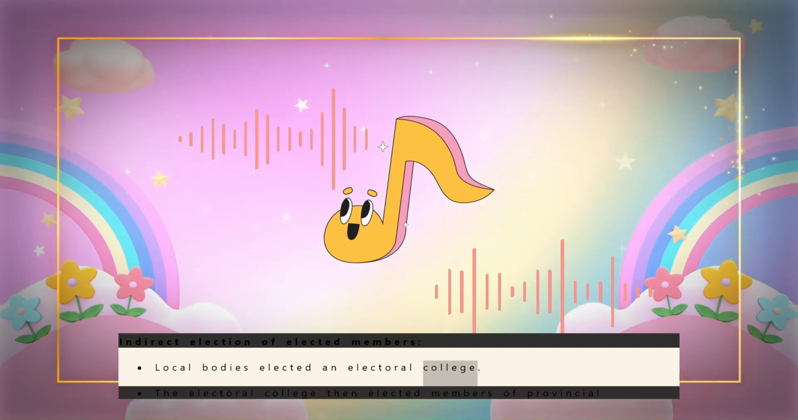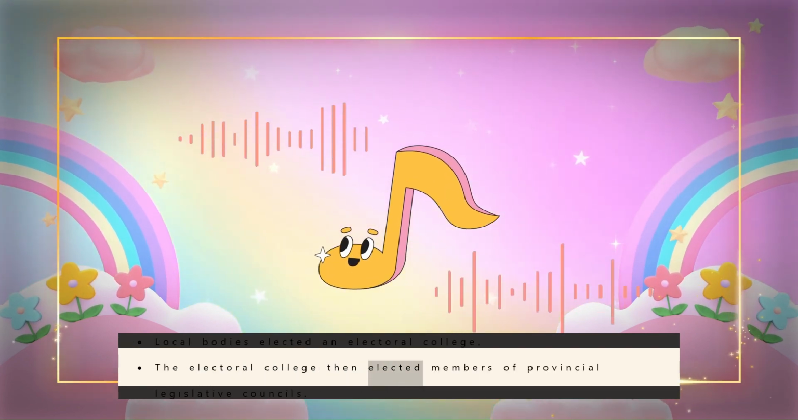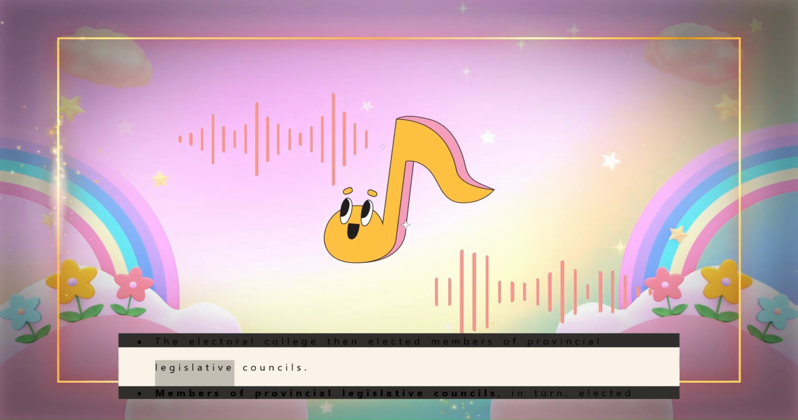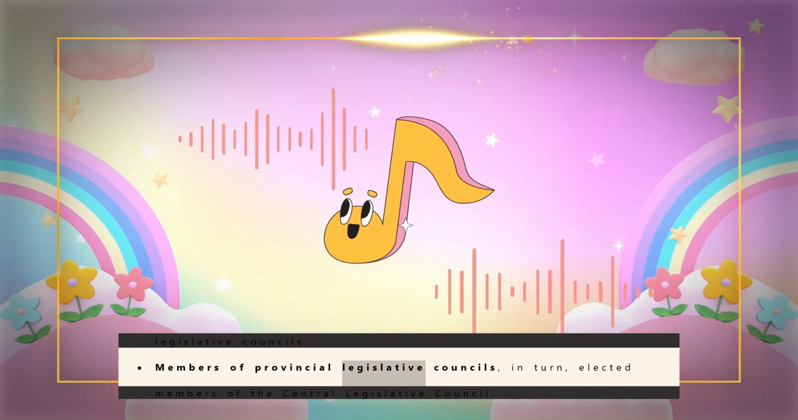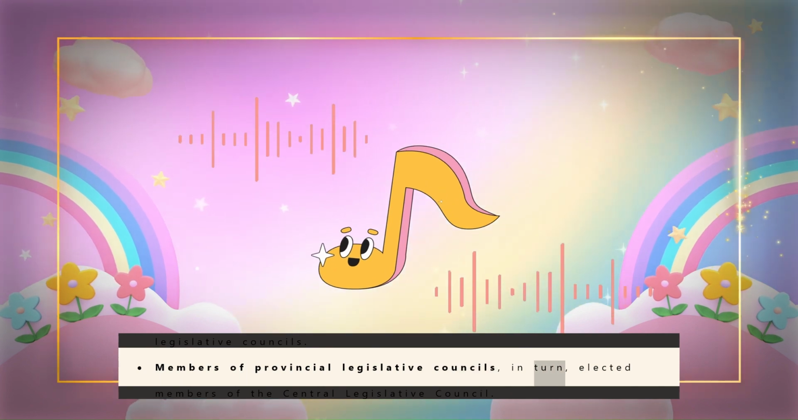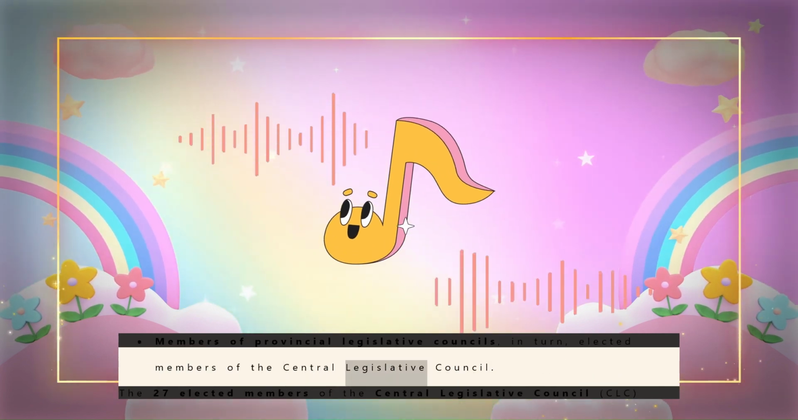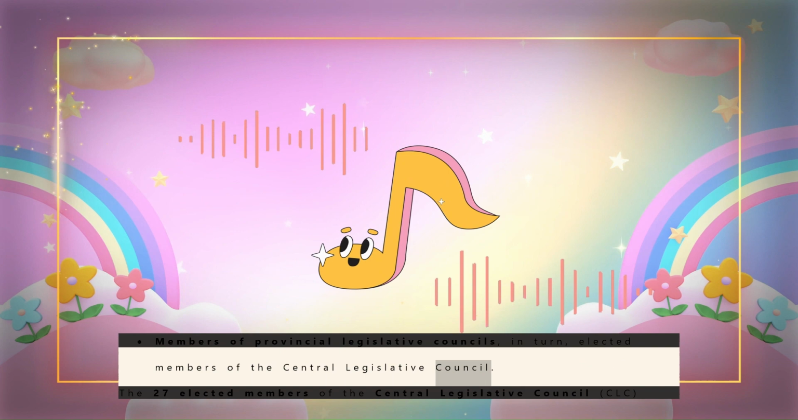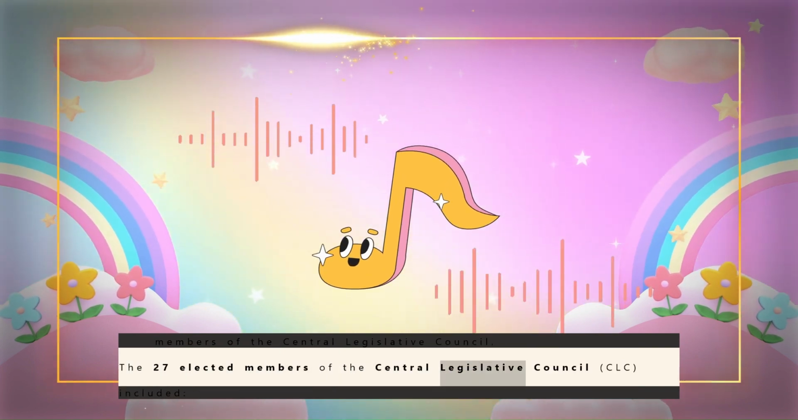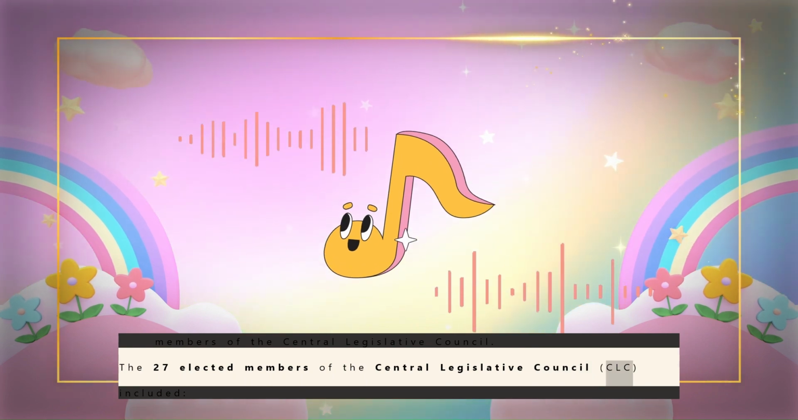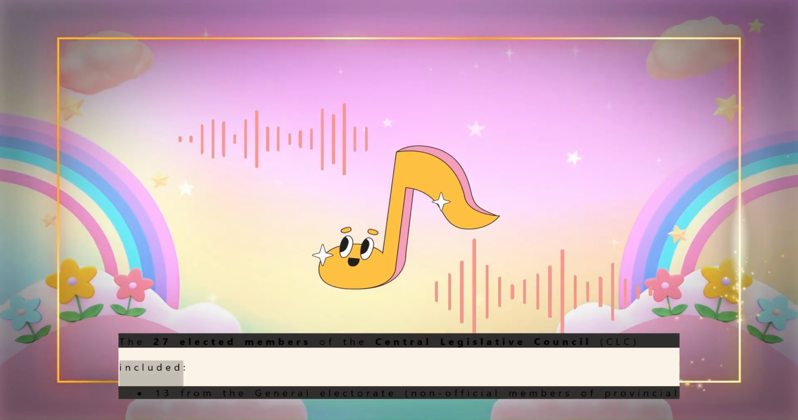Methods of appointment: indirect election of elected members. Local bodies elected an electoral college. The electoral college then elected members of provincial legislative councils. Members of provincial legislative councils, in turn, elected members of the Central Legislative Council.